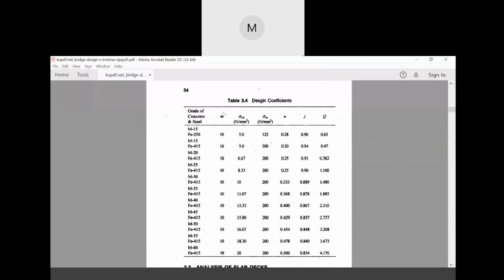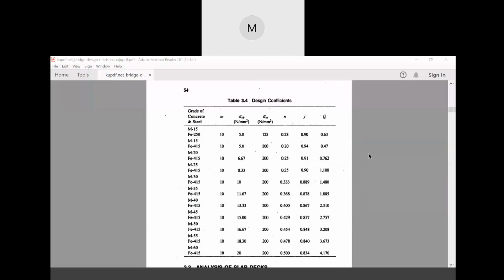So this is a very important table. Look, this table will give you all the values: Q, N, and J. So these are the formulas. Now if you can find out sigma ST and sigma CB, you will be able to find out N, J, and Q. Now look, just take a screenshot of this. Have you taken a screenshot of this? This is very important. What about others? Did you guys take a screenshot of this?